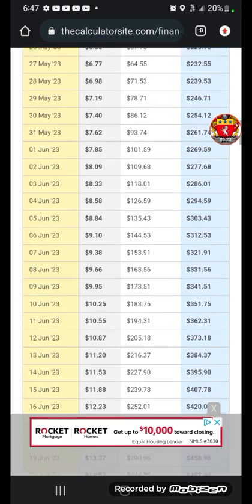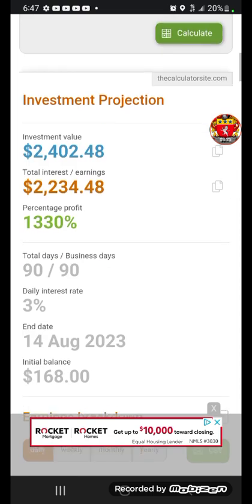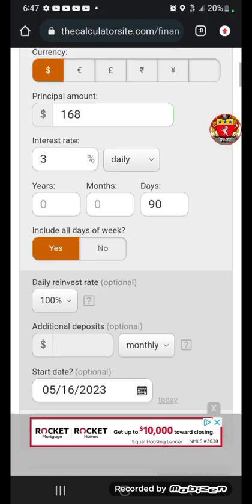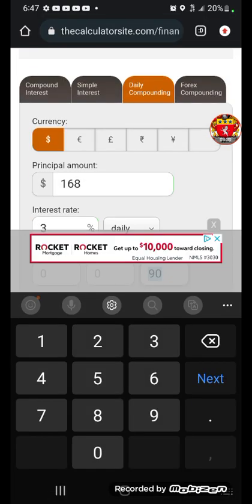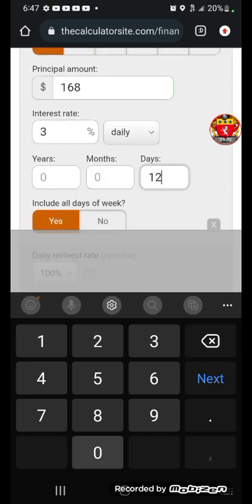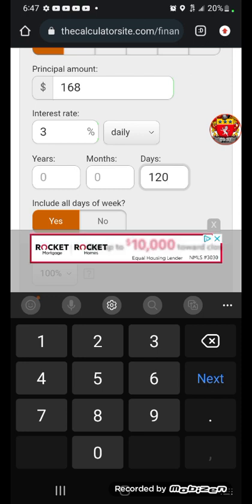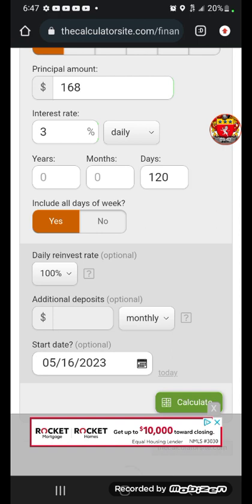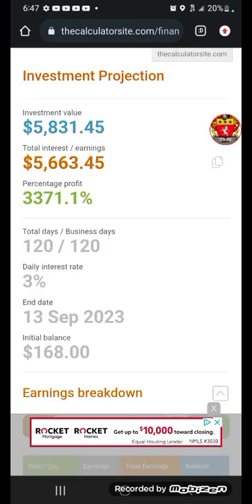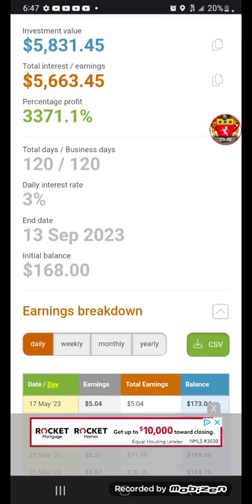So let's do 120 days. 4 months. Calculate. It's going to bring your account up to $5,800. Now this is off of 1 trade per day. This is under the assumption that there's only 1 trade a day.